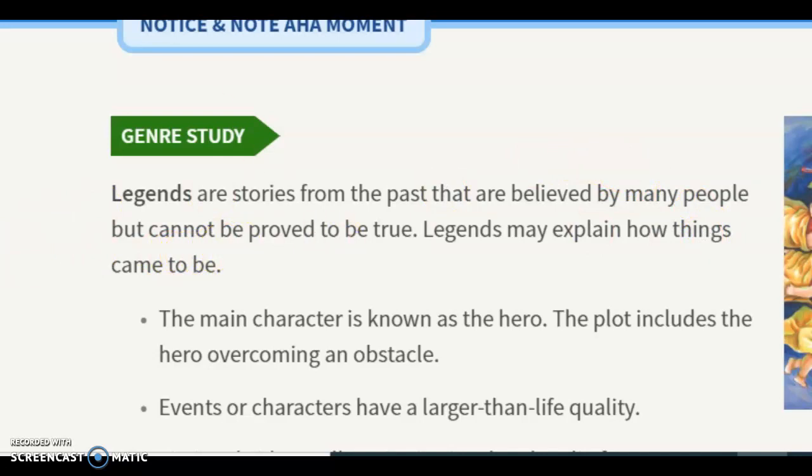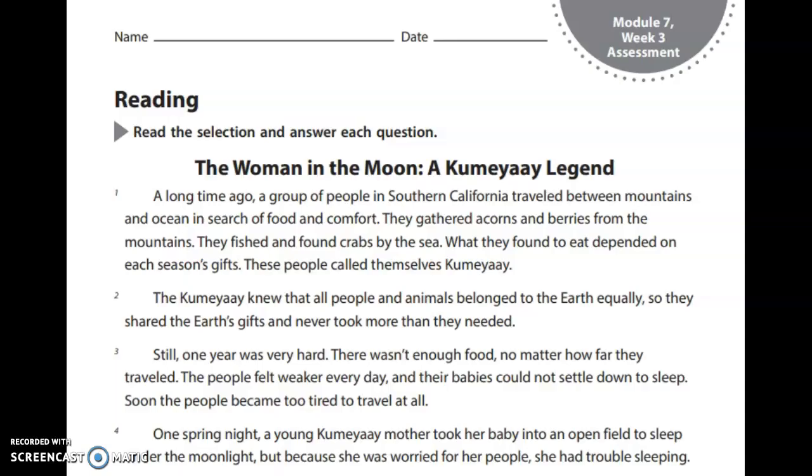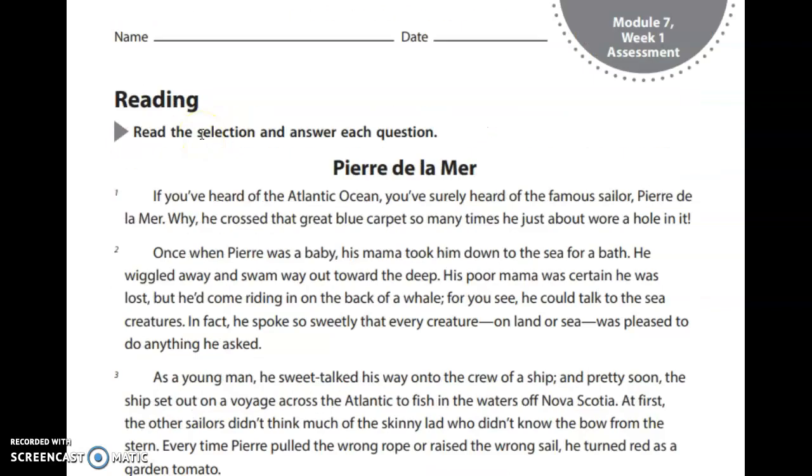So we're going to review these different types of folk tales, which are all fiction, and we're going to do that by moving our bodies a little bit. So as we get to the questions of this passage, you are going to stand up if you think the answer is A. You're going to sit down if you think the answer is B. Sit on the floor if you think the answer is C. And tap your fingertips together if you think the answer is D. Okay?